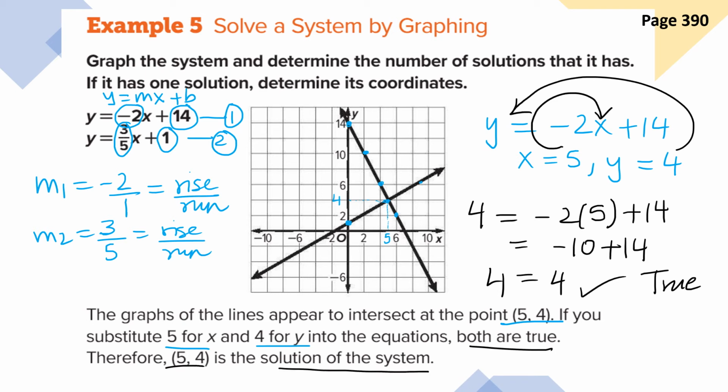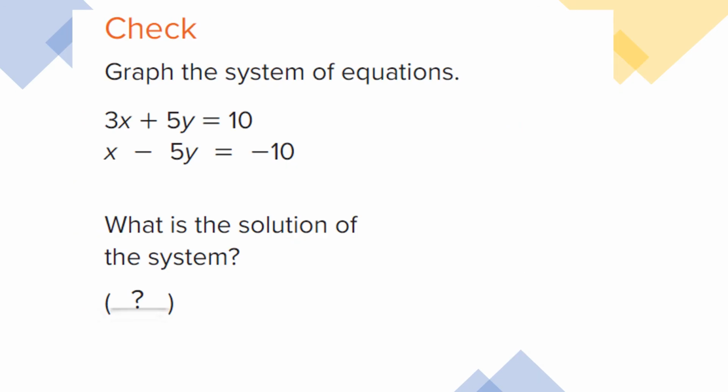So what did we use? We used the concept of slope, rise over run. We used the value of b to draw the graph and to look at the solution. This is called solving a system by graphing. You can also use Desmos to solve the equation.